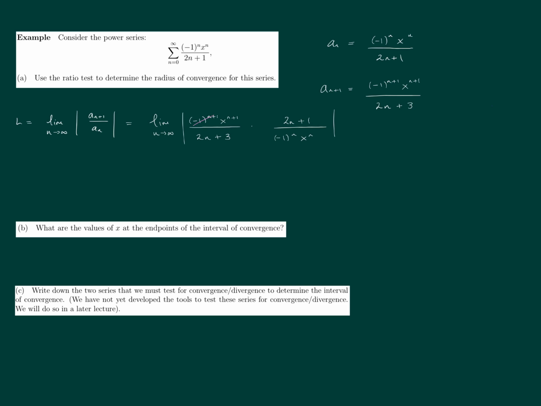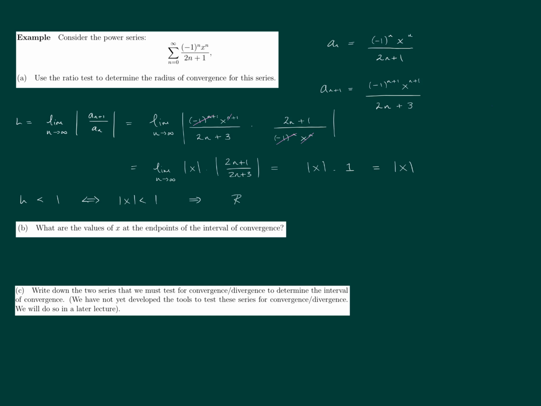What cancellations do I get? The minus 1s, I don't care because I'm taking an absolute value, and the x's, I'll get a cancellation there. So this is equal to the limit as n goes to infinity of absolute value of x times absolute value of 2n plus 1 over 2n plus 3. But 2n plus 1 over 2n plus 3 goes to 1. So this is equal to absolute value of x times 1, which is the absolute value of x, i.e. L is less than 1 if and only if absolute value of x is less than 1.